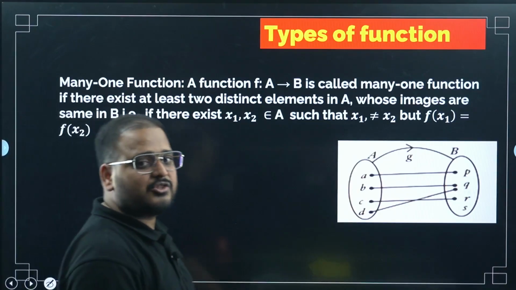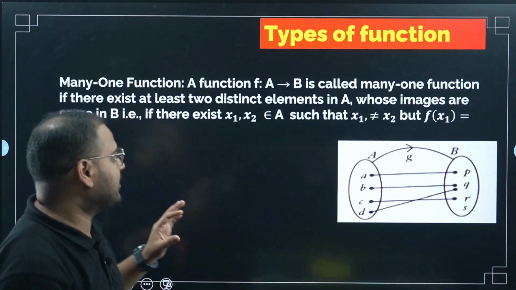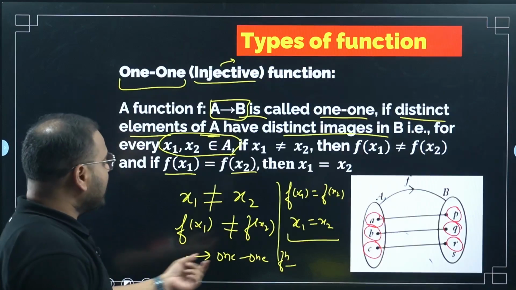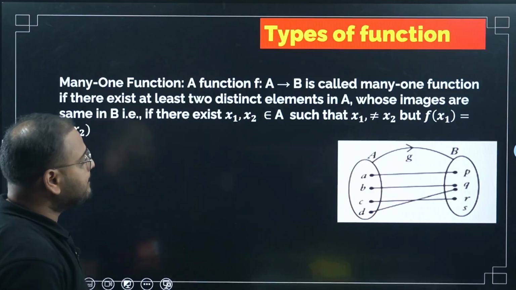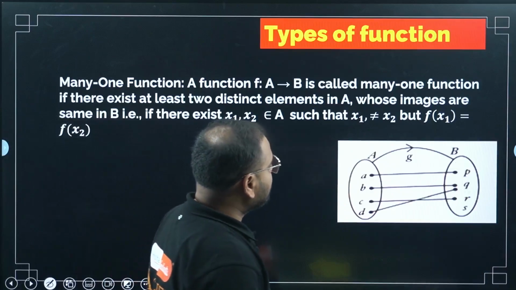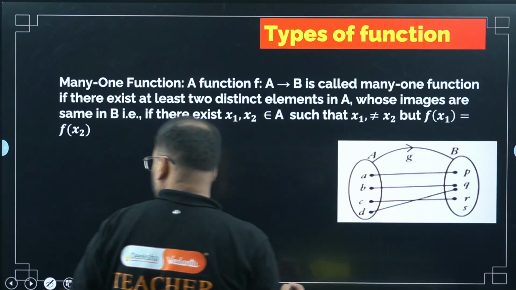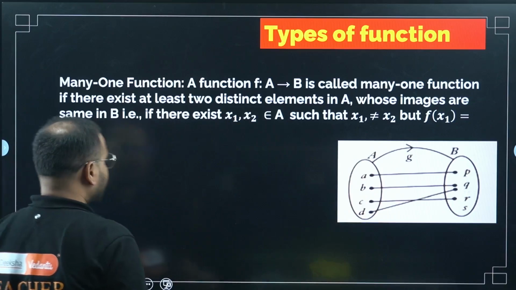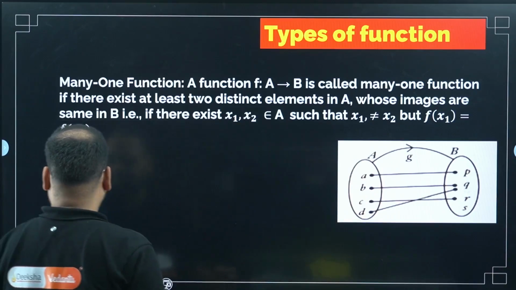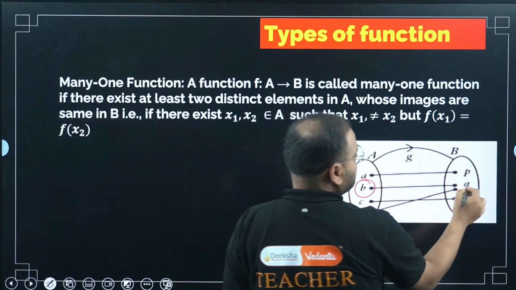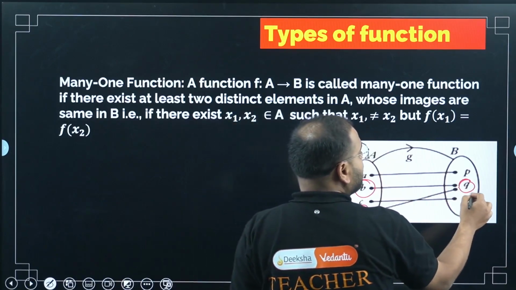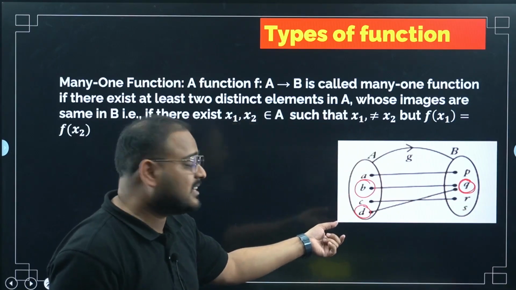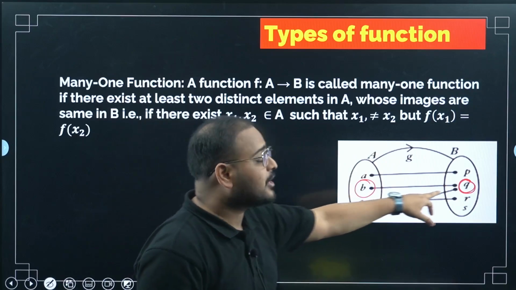Now the next one is just the opposite of what we learned right now: many one. The previous one was saying that every element will have a unique image. But over here, look. For B, what is my image? Q. But also for D, the image is Q. So does the uniqueness still exist? For both B and D, Q is present.